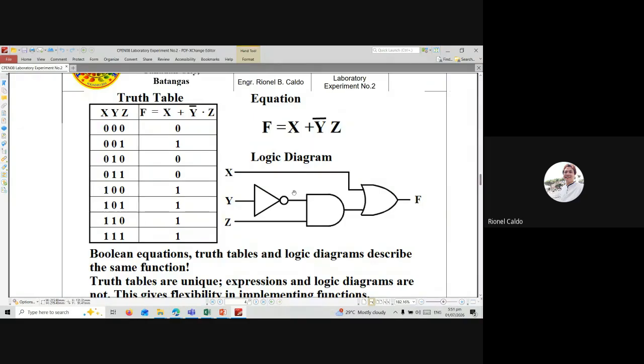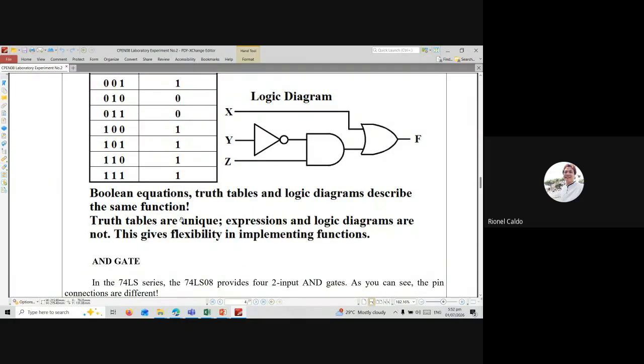Pwede rin it's the other way around. Bigyan kita ng logic diagram, ibigay mo equation, bigay mo yung truth table. At minsan truth table, give me the equation and the logic diagram. Pero if that's the case, kailangan natin gumamit ng Karnaugh map. At ituturo ko pa naman yun sa inyo in the long run.